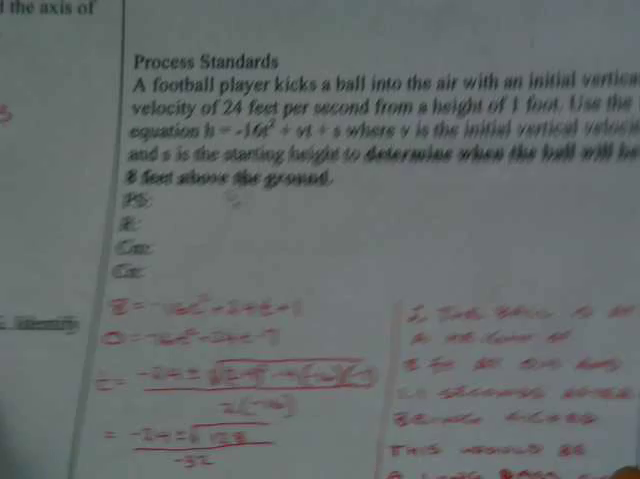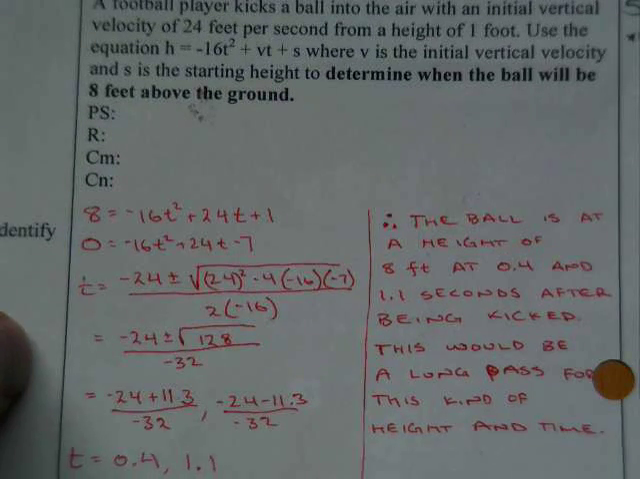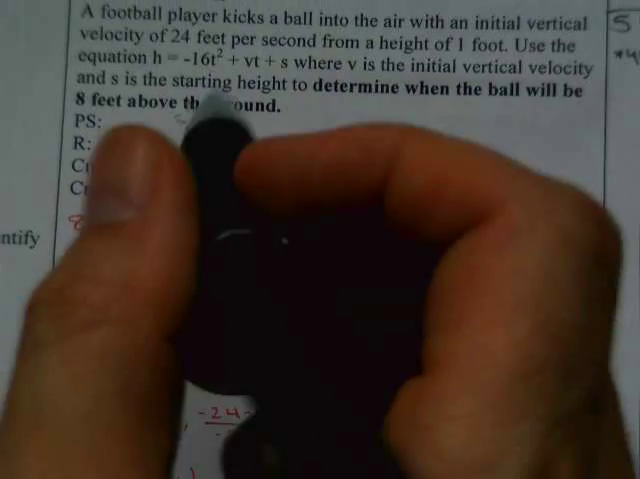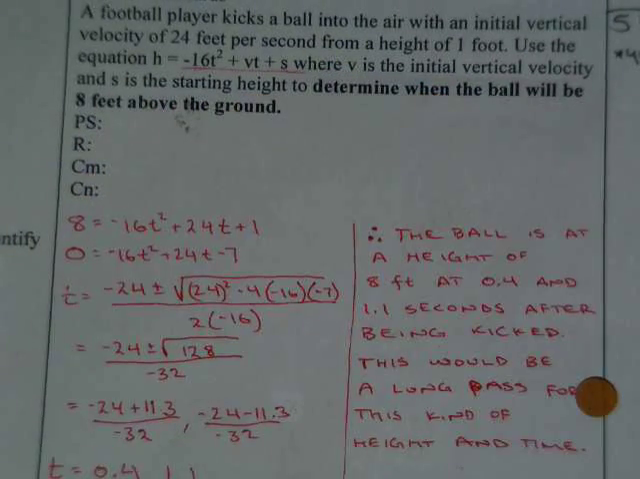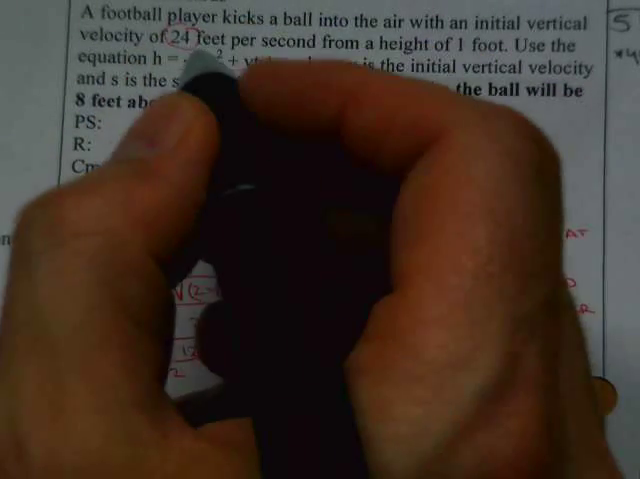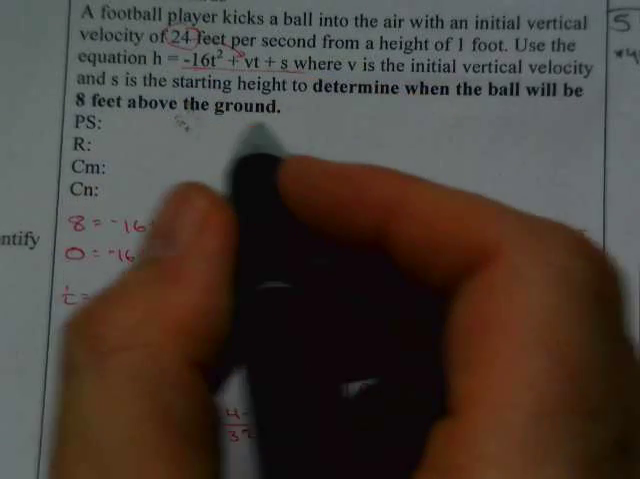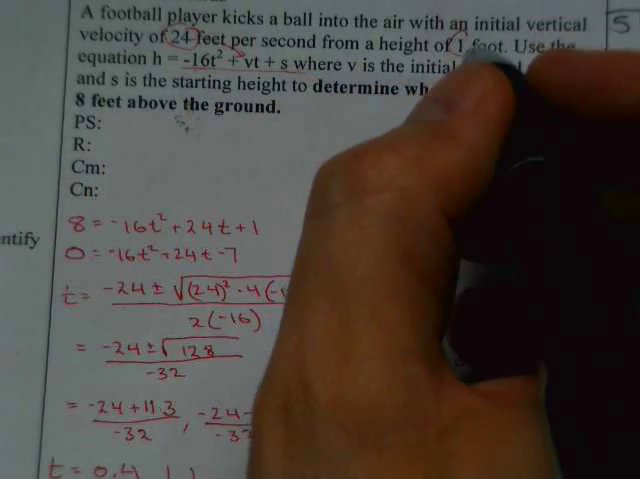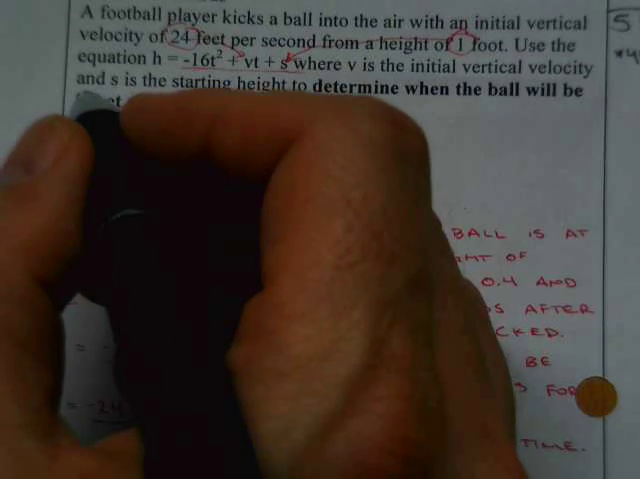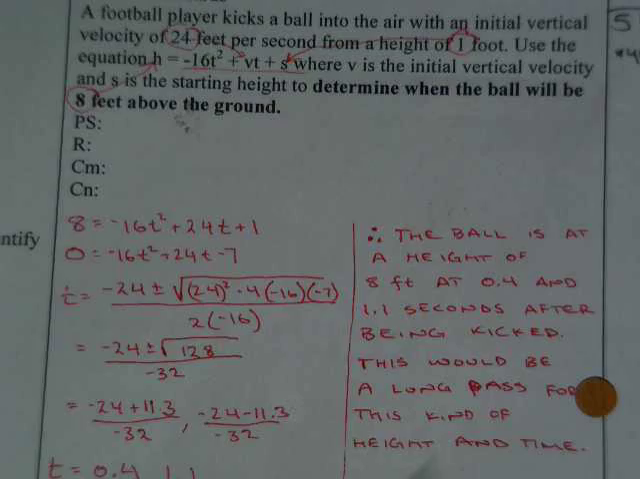The final process standards question here is another quadratic formula one. So you've got the original thing here, the equation that we've used oh so often for height, and your initial velocity is 24, so that's going in for v. You've got the initial height is 1, so that's going in for s. And then determine when the ball would be 8 feet above the ground. Well, that's the height, that's going in for h. So that's where this comes from, and you need to solve this.